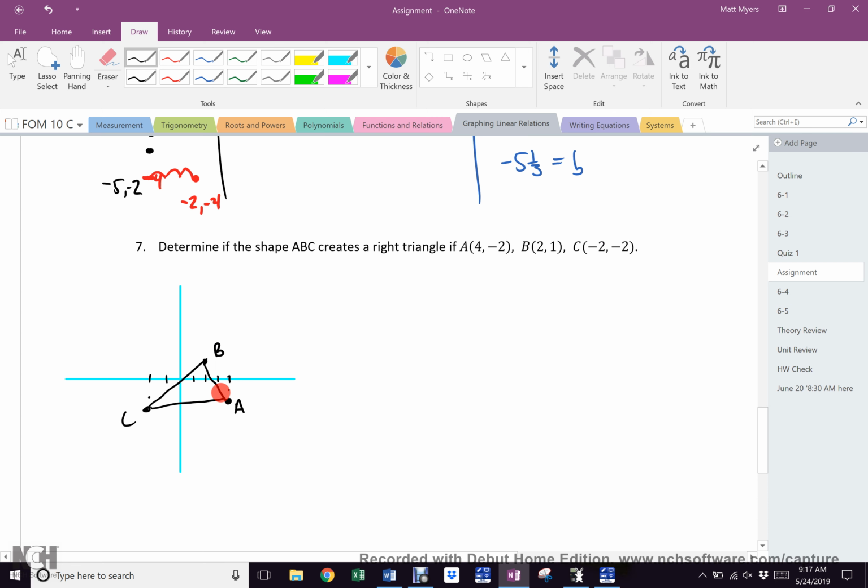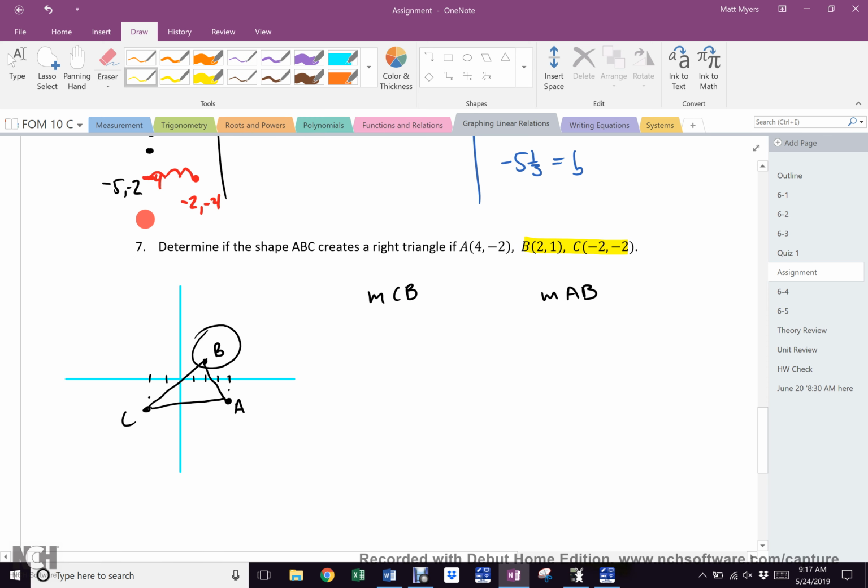What is the only possible right angle? B. So I have to check the slope of CB, and I have to check the slope of AB. If they are opposite reciprocals, is this a right angle triangle? Yes, so let's check. CB is these two, right?